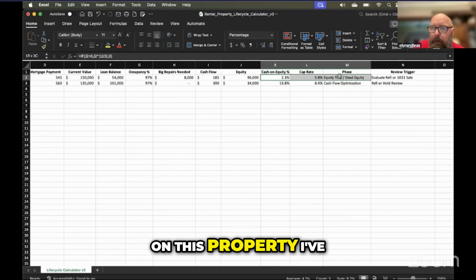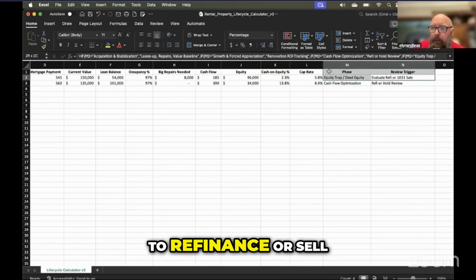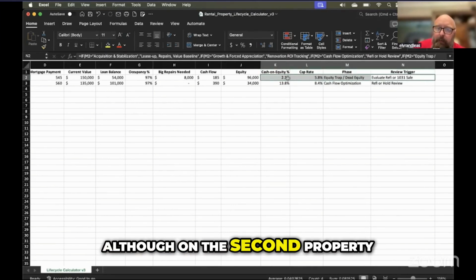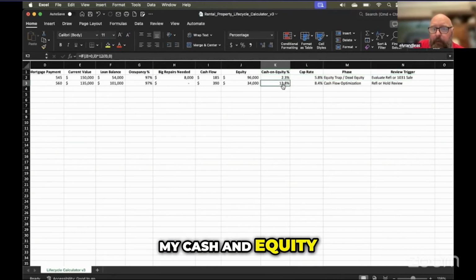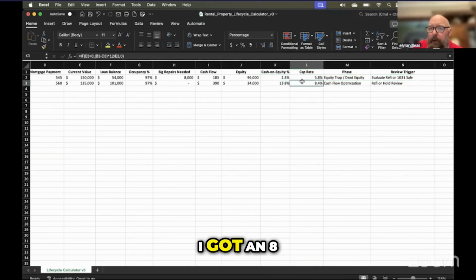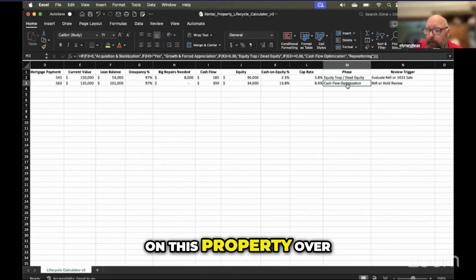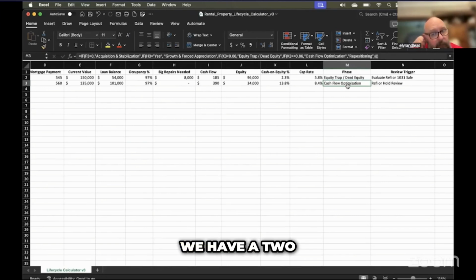So I know on this property, I've got a problem and I either need to refinance or sell it or do a 1031 exchange. Although on the second property, my cash on equity is nice, right? It's 13.8%. I got an 8% cap rate. That's pretty good. That beats the market for the most part. We're still optimizing cash flow. We're actually increasing rents on this property over the next 16 months. We have a 2-year lease on it with 6-month incremental changes in rent.